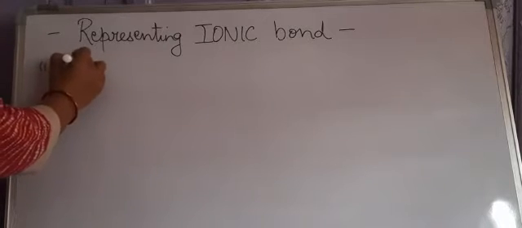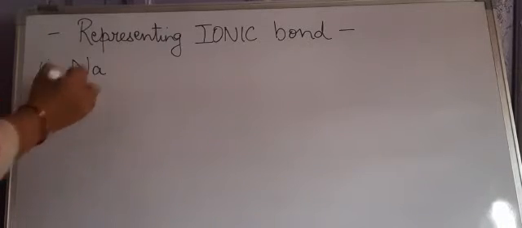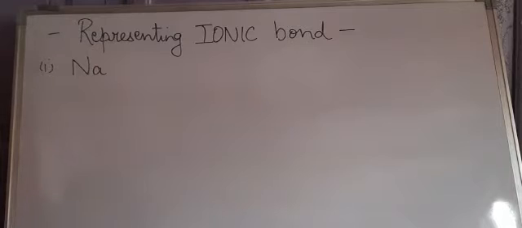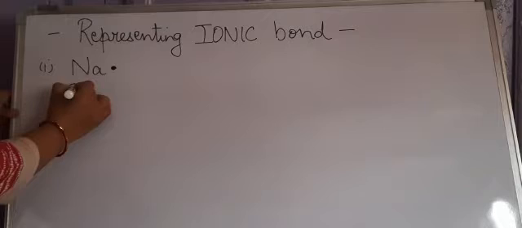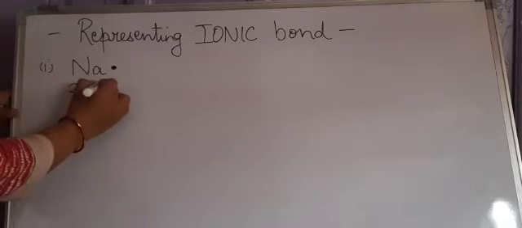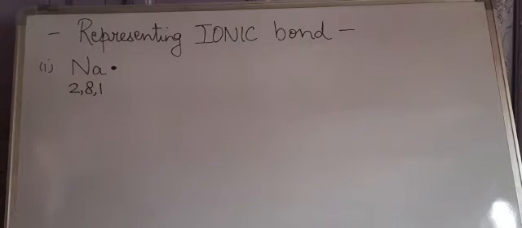We have the first element as sodium, right? So sodium, we know one electron in the outermost orbit. So one dot you are going to show. The electronic configuration is 2, 8, 1. This goes for sodium, the electron dot structure of sodium.